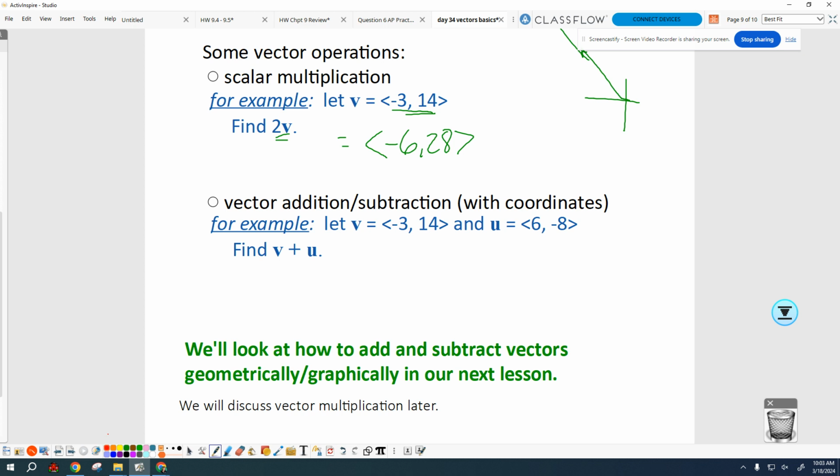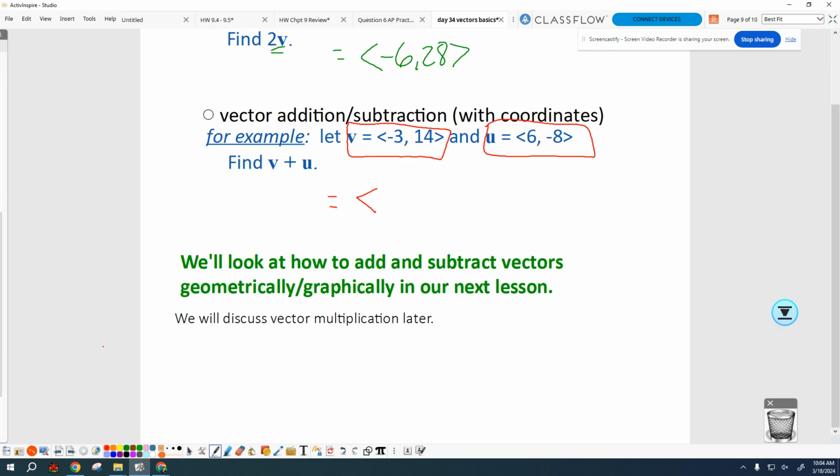Monica, what about this one? If I tell you this is vector v, same one as up there, and this is vector u, what do you think we would get if we added them? Is u just another vector? Yes, u is just another vector.